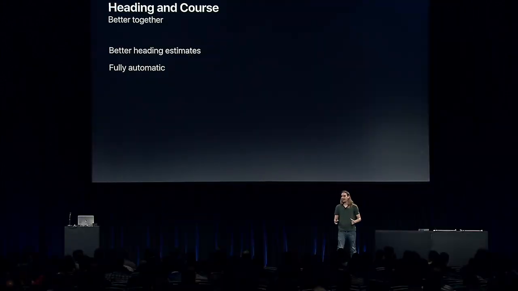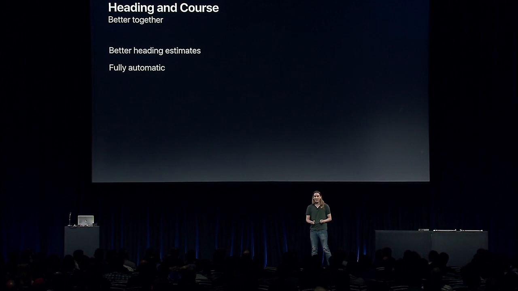So in iOS 11, Core Location will now automatically detect situations where heading and course should probably be in agreement, and it will leverage course information to provide a more accurate heading update. It's important to note that this behavior is fully automatic and always on when you use Core Location's heading API.